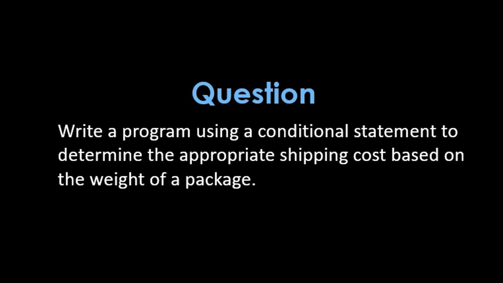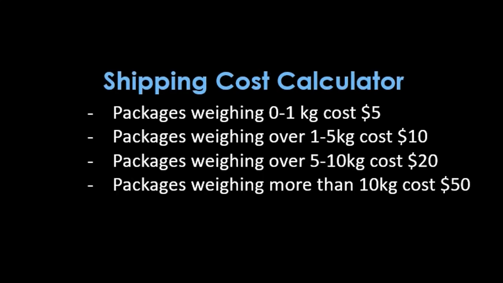Now, before you begin writing any program, you first need to write out how the program is going to function. This is what I am trying to say. You have to set a rule on how the program is going to execute. In this program, we will calculate the shipping cost based on the weight of the package. So I am saying that packages weighing 0 to 1 kg will cost $5. Packages weighing over 1 to 5 kg cost $10. Packages weighing over 5 to 10 kg cost $20. Packages weighing more than 10 kg cost $50. So this is how I want the program to run.